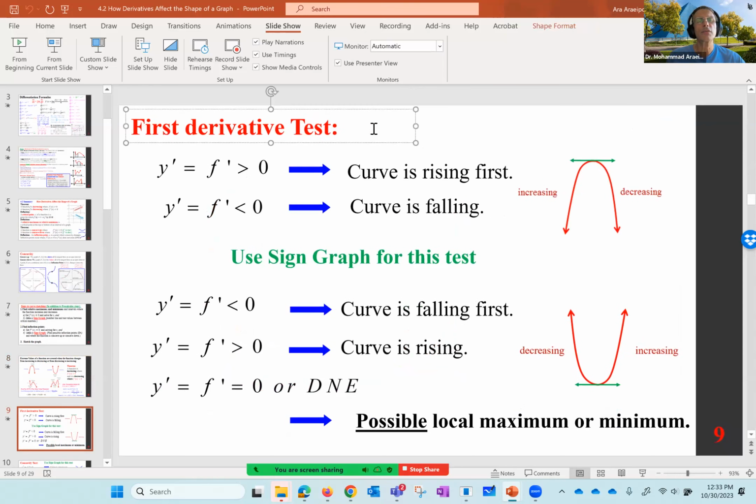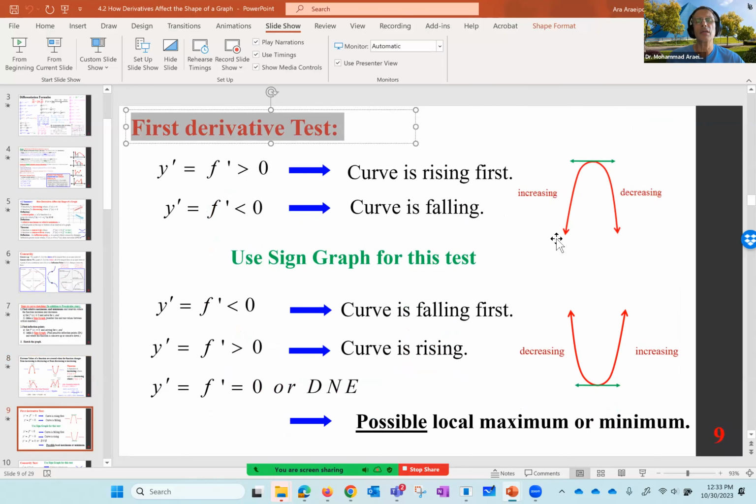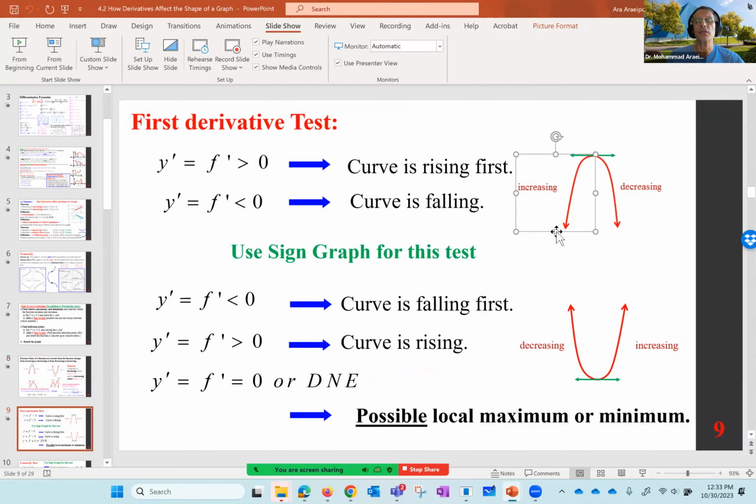The first derivative test indicates if the function is increasing first, then it's decreasing. As it changes from increasing to decreasing, it gives rise to a local max. On the other hand, if it's decreasing first, then it's increasing, it gives rise to a local min. And it is the sign graph that gives us the information.